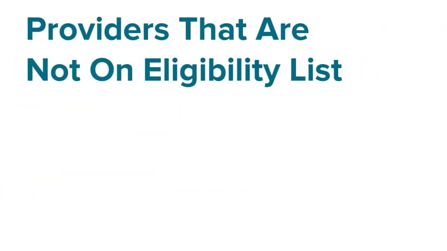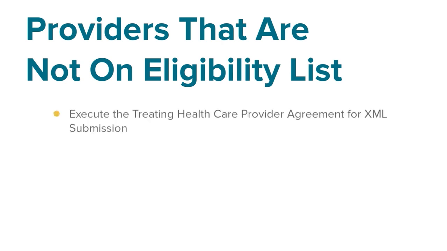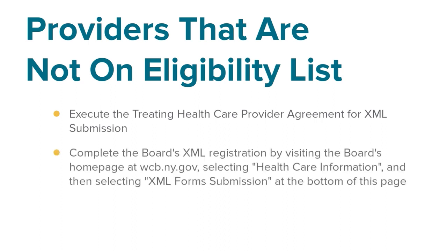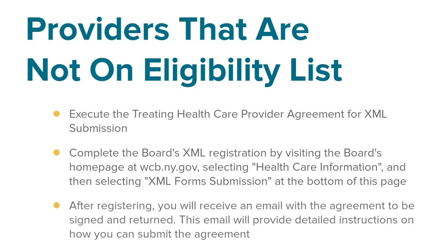If your name is not on the electronic eligibility list, you must execute a treating healthcare provider agreement for XML submission. Complete the board's XML registration by visiting the board's homepage at wcb.ny.gov, selecting Healthcare Information, and then selecting XML Form Submission at the bottom of this page. After your information is submitted to the board's XML registration, you will receive an email with the agreement to be signed and returned. This email will provide detailed instructions on how you can submit the agreement.